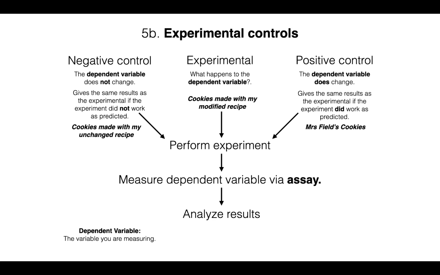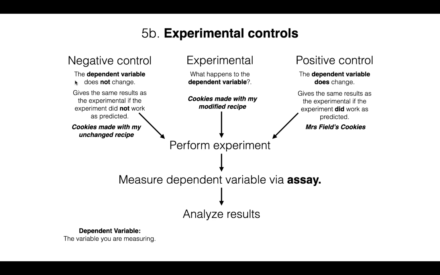And to talk about the experiment, we first need to discuss experimental controls. We need something to compare our experimental to. Now, our experimental is what happens to the dependent variable when we change our independent variable. What happens to the thickness of cookie when I change my recipe to include cake flour instead of all-purpose flour? Okay, we have to have something to compare to. And so we compare it to two things. We compare it to the negative control, and we compare the results to the positive control.